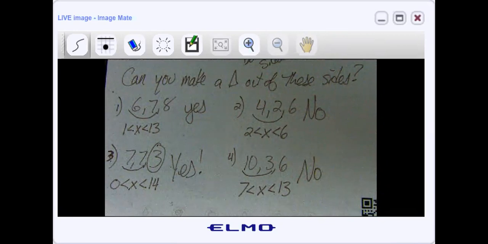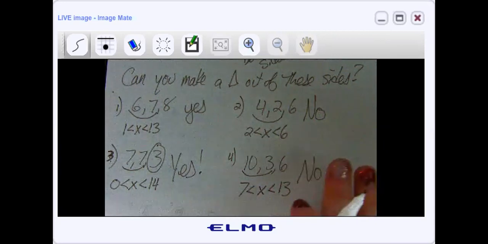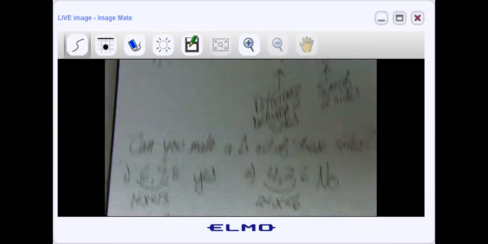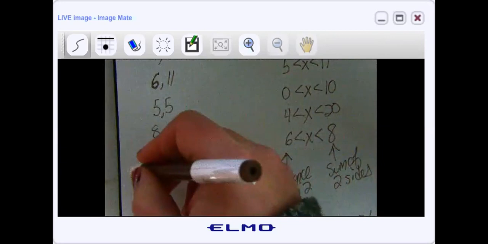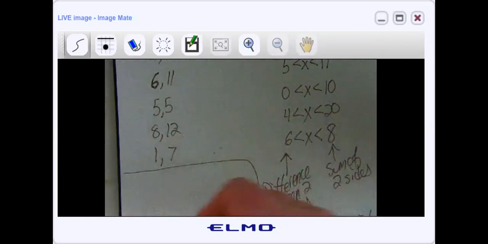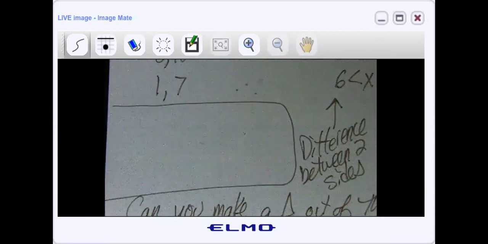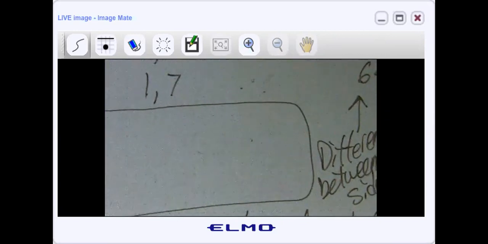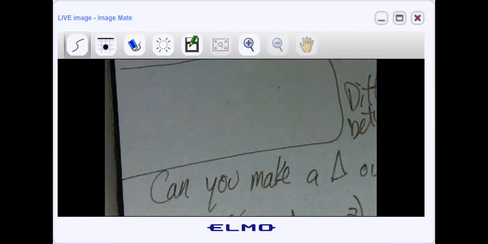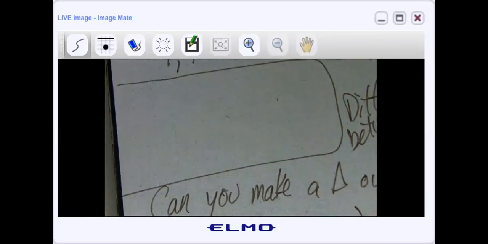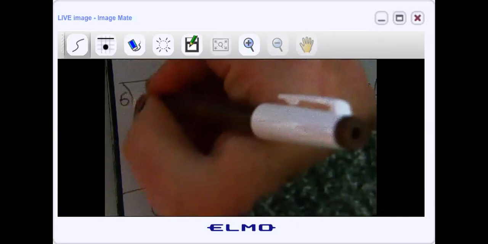Okay, guys, does this kind of make sense? Let's do 2 more examples because I feel like we need a little bit more. I'm trying to think where I could fit them in without going on to a third page. I'll just squeeze it in right here. So same question. Can you make a triangle out of these 3 sides? So this is example 5.